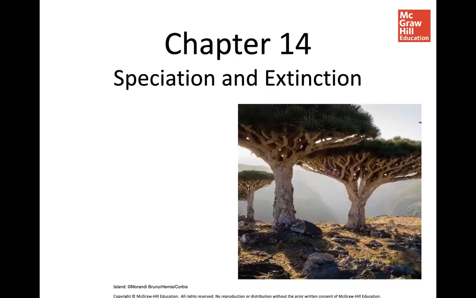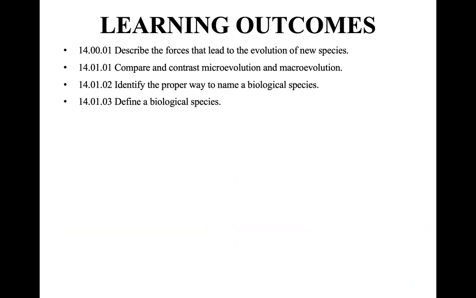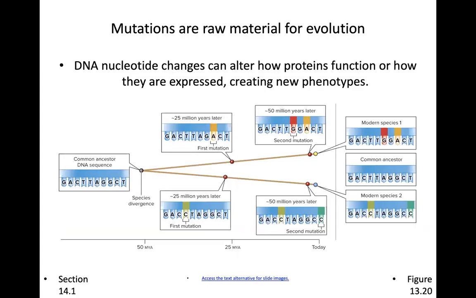Now let's talk about speciation and extinction. Mutations are the raw material for evolution. When you change the DNA sequence, and that change leads to a change in a protein sequence, this is how you start to evolve and change things. DNA nucleotide changes can alter how proteins function or how they are expressed, creating new phenotypes. Phenotypes, as I mentioned in the prior chapter, are the expressed version of the genotype.